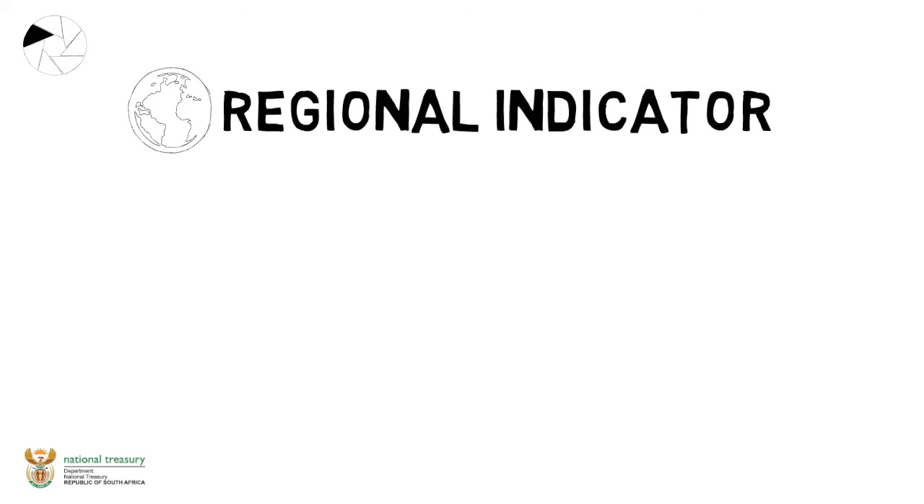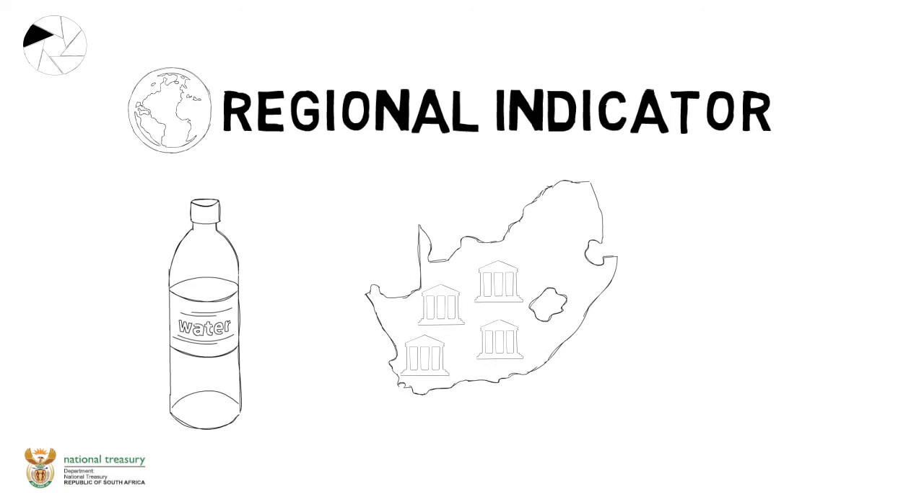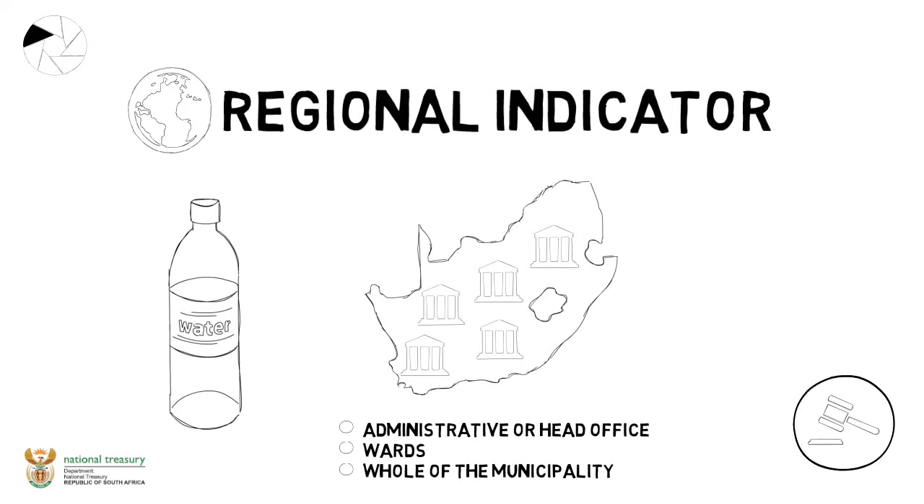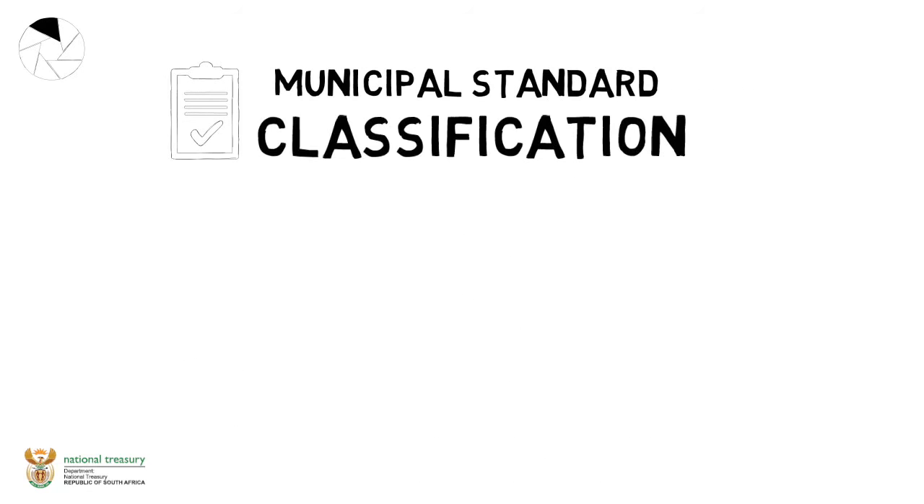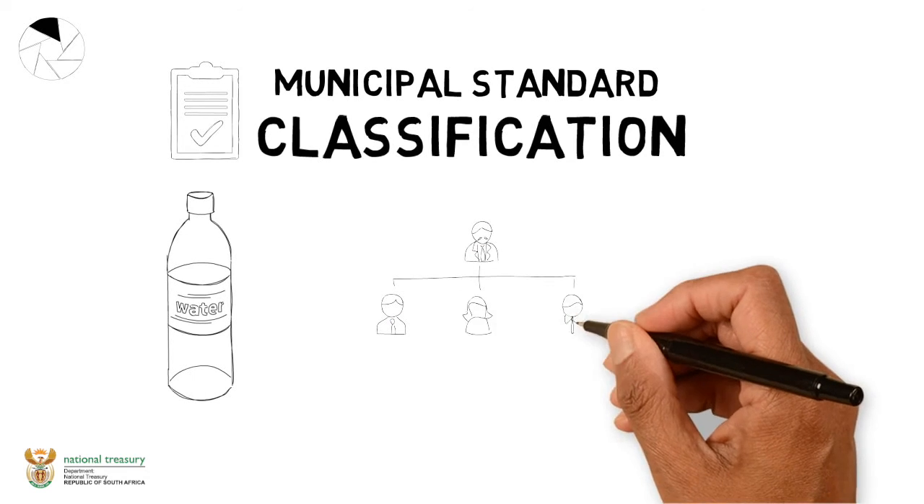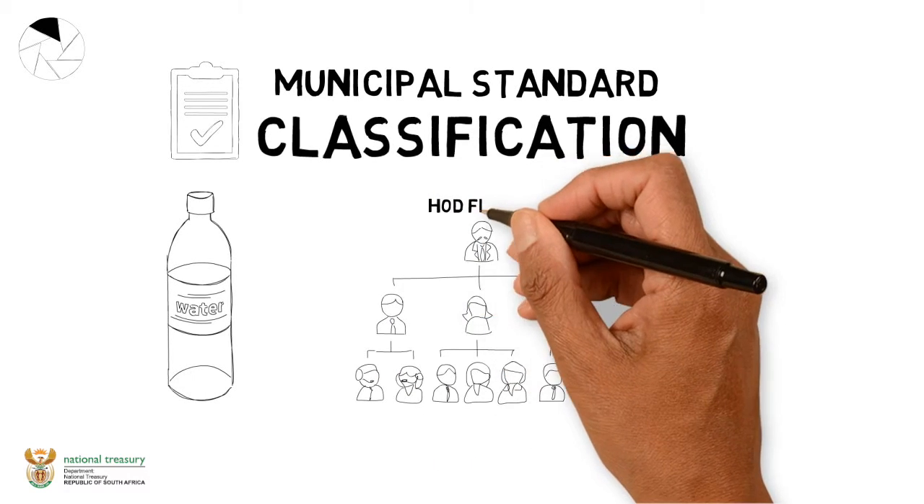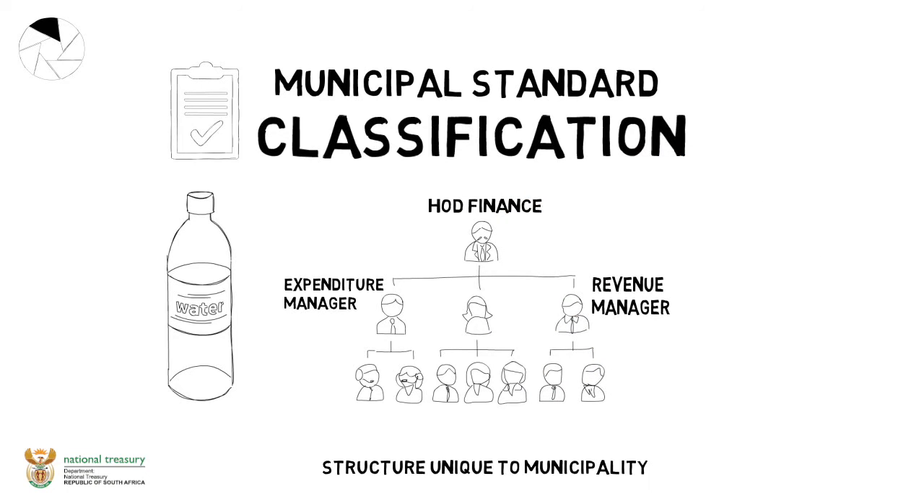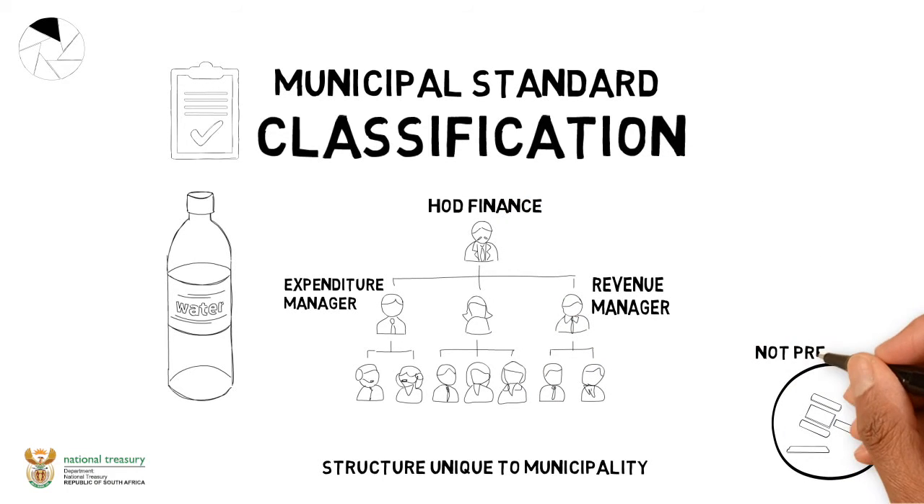Regional indicator. Which geographical area is deriving the benefit from the bottle of water? This is a prescriptive segment as per the regulation. Municipal standard classification. Against which organizational vote or sub-vote should the bottle of water be recorded? This segment is not prescriptive as per the regulation.